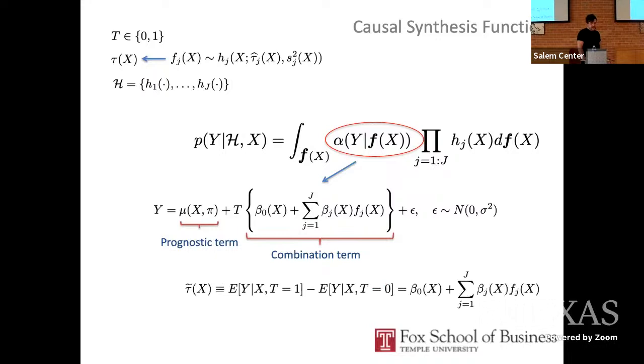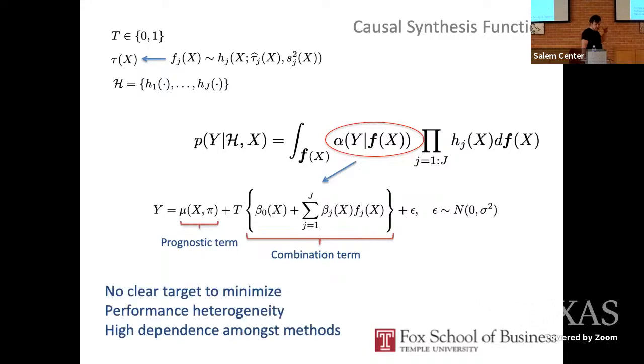The heterogeneous treatment effect, or the synthesized posterior heterogeneous treatment effect, is defined as the difference between the expectation of y given treated minus the expectation of y given that it's not treated. And that turns out to be the combination term inside, right? Because the prognostic term cancels out, and then t equals either 1 or 0, so that clears things up. And in our paper, we propose using a nearest neighbor Gaussian process to estimate the betas and prognostic terms and so forth.